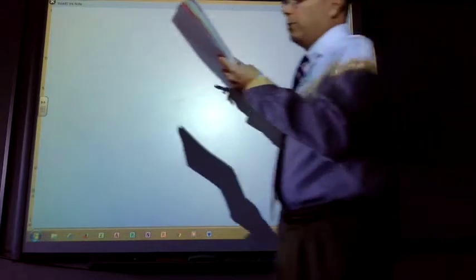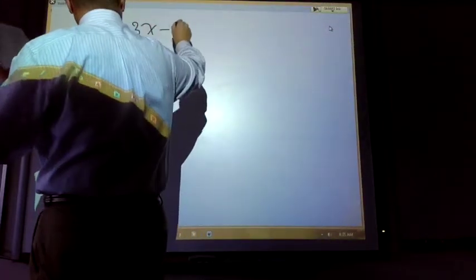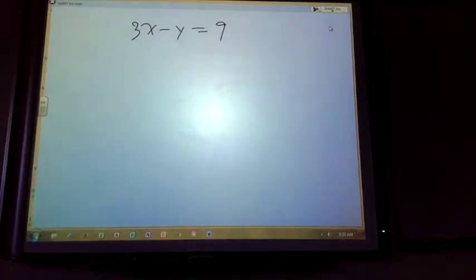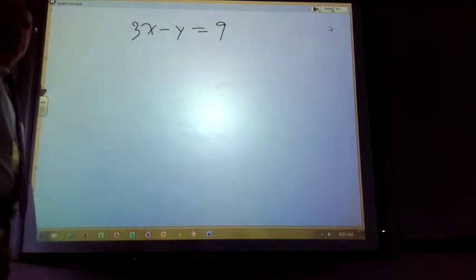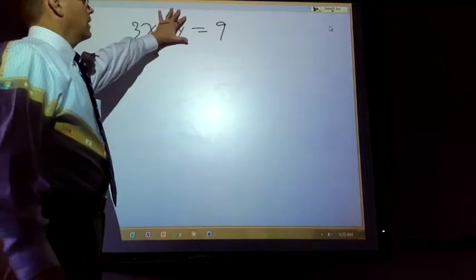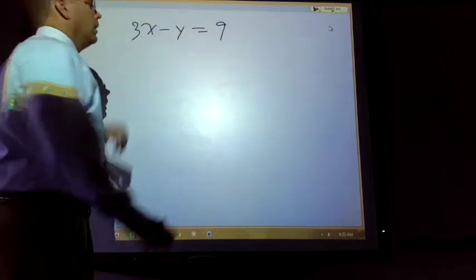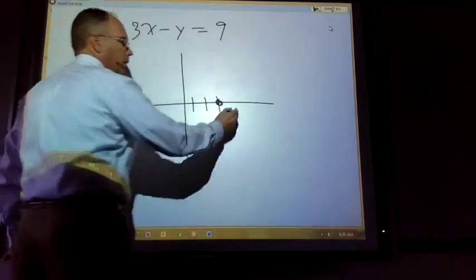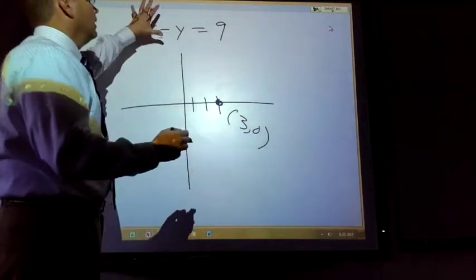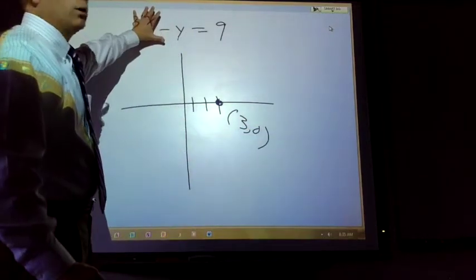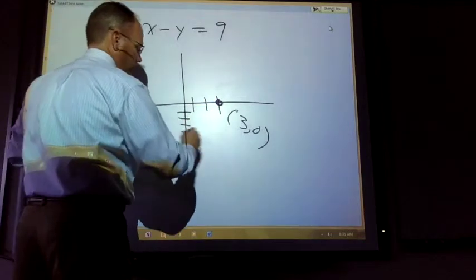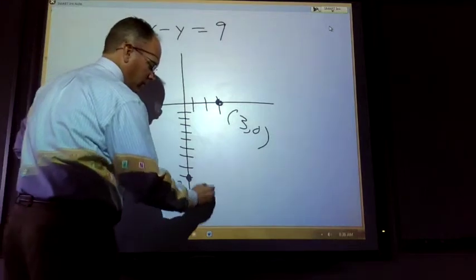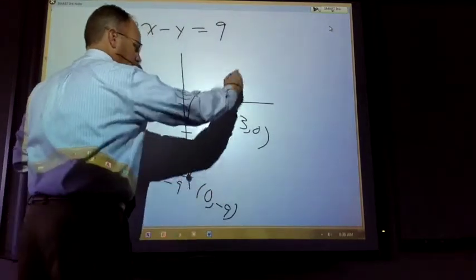All right, there was one more on this page. TJ, help me out. Is it in point slope, slope intercept? Standard. Standard. 3x equals 9, so x equals 3. 1, 2, 3. What point is that right there? 3, 0. TJ, negative y equals 9, so what is y equal? Negative 9. What point is that right there? 0, negative 9. Connect the dots.